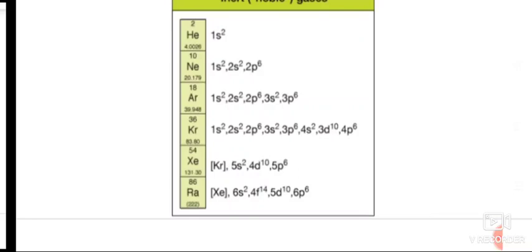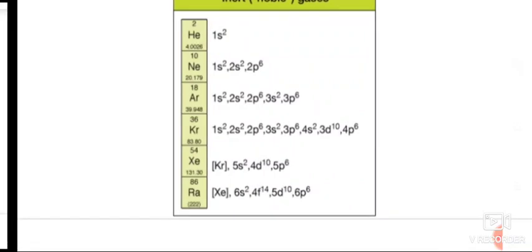What is meant by stability? It means that the atom will be more comfortable. It doesn't want to go anywhere else. In such a way, half-filled orbitals and completely filled orbitals are stable. If you see this, all the noble gases are completely filled, so they are very stable. Some other elements have half-filled orbitals.